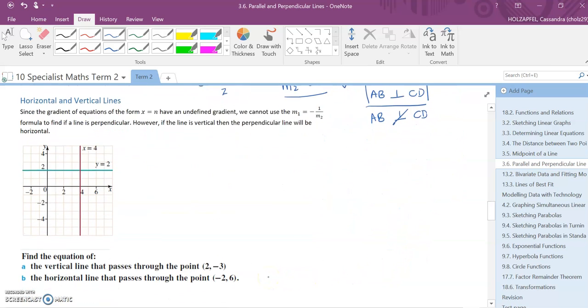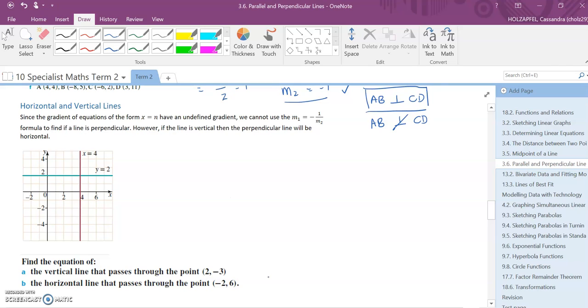Okay, so we're going to go through how to do the same thing now, but for horizontal and for vertical lines. Now, we can't use our formulas for horizontal and vertical lines, and I'll show you why. So let's take this horizontal line here. The slope of this horizontal line is equal to 0. So let's write that M1 is equal to 0. So let's try substituting this into my formula now.